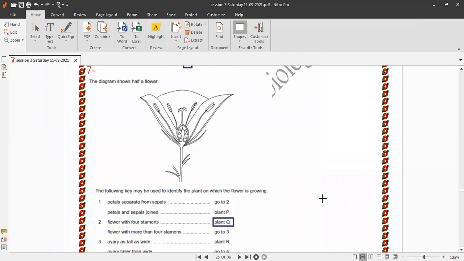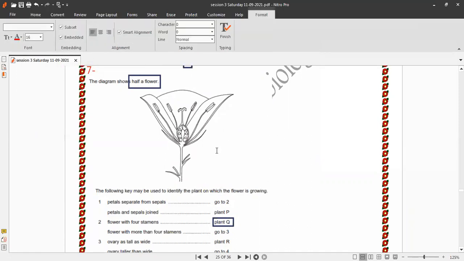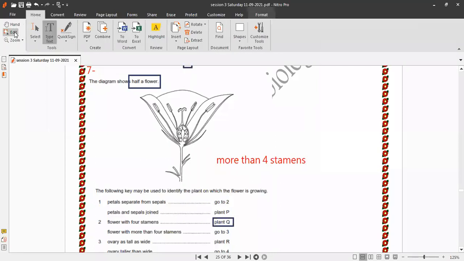Yes, why? Because here he said half a flower, half a flower. So here more than 4 stamens, more than 4 stamens. Okay, so plant Q, what?